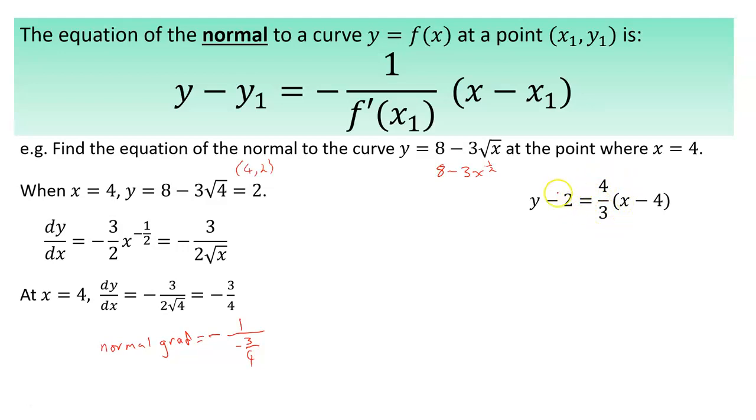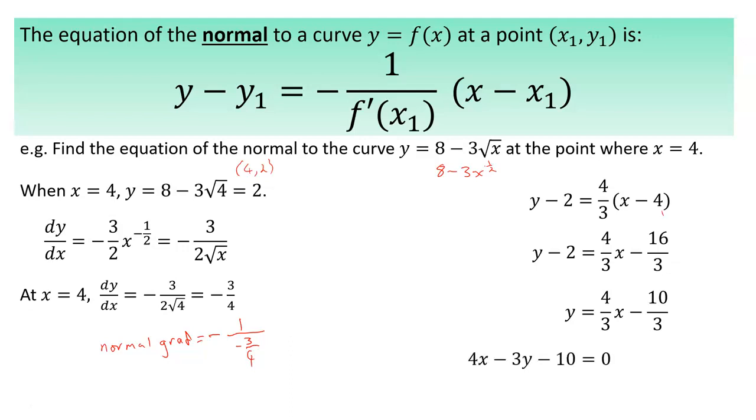Then I've got my 2 was my y value at my point, my 4 is my x value at the point. So again, I can multiply the brackets out, add the 2. That gives me my equation in my y equals mx plus c form. If for whatever reason we don't really like working with fractions, then we can multiply everything by 3, move it all to one side to get this equation. Either are acceptable unless you're specifically asked to give your equation of the line in a particular form.